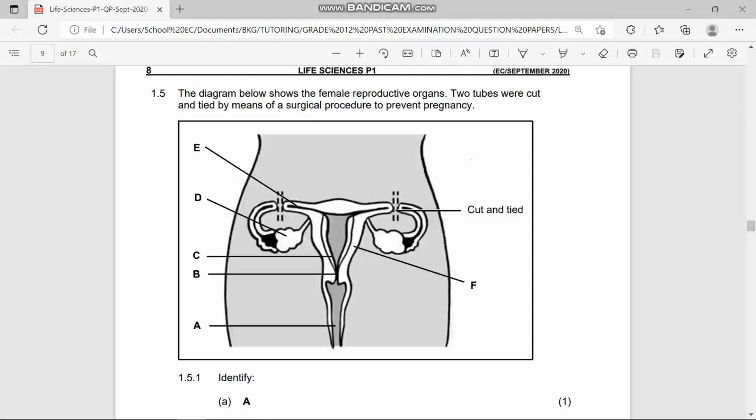Today let's look at one of the popular questions in life science content. Yes, we're going to be dealing with life sciences paper one, the very first paper for life sciences.